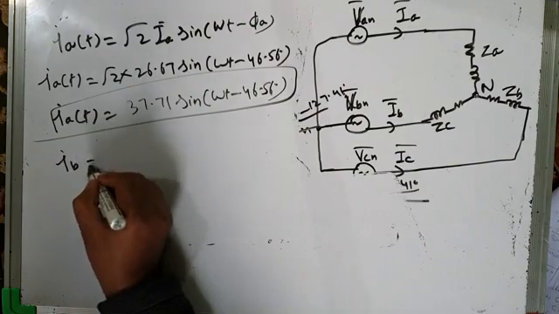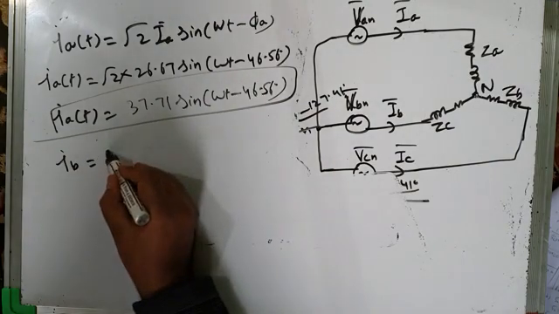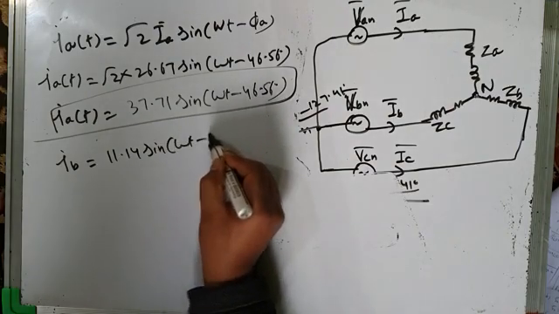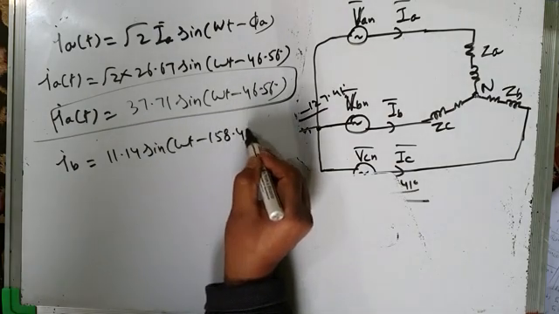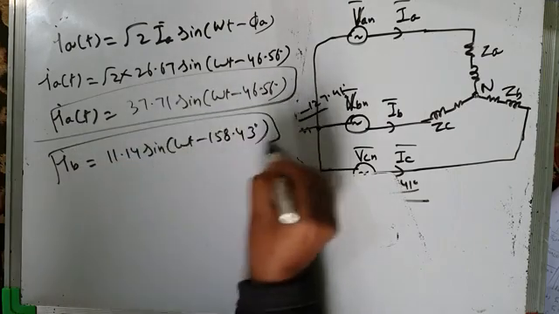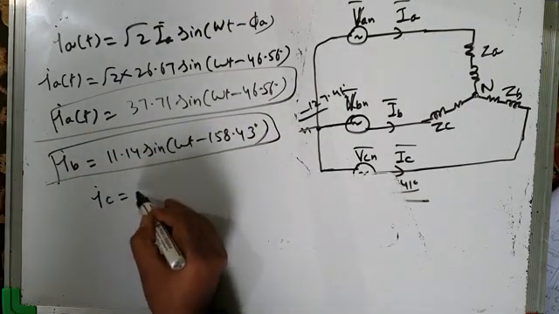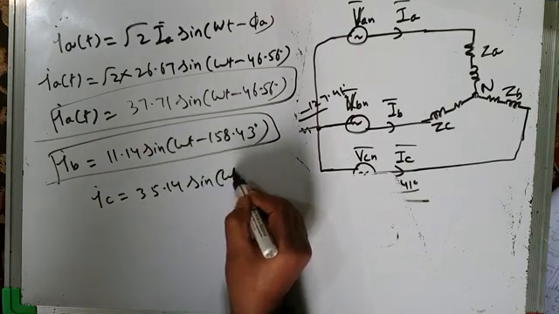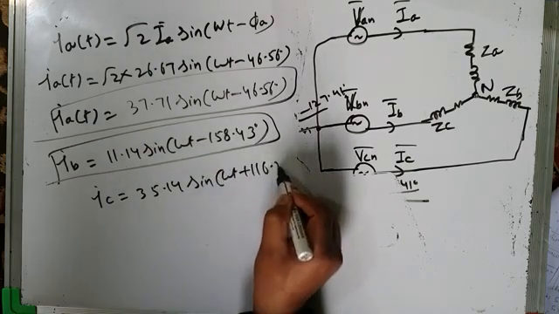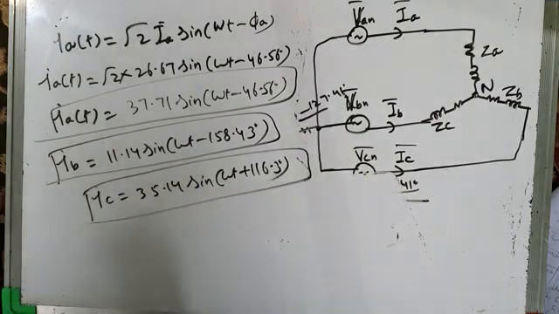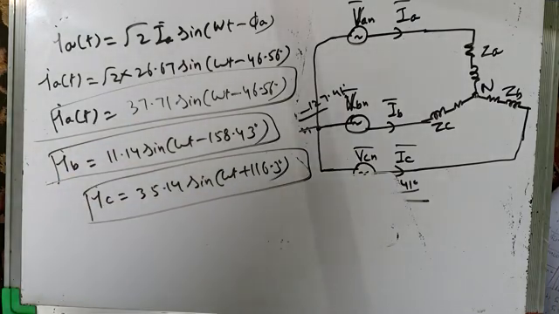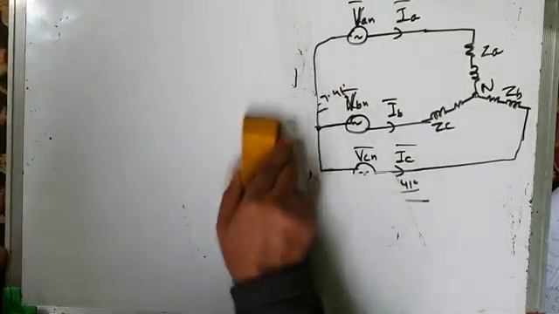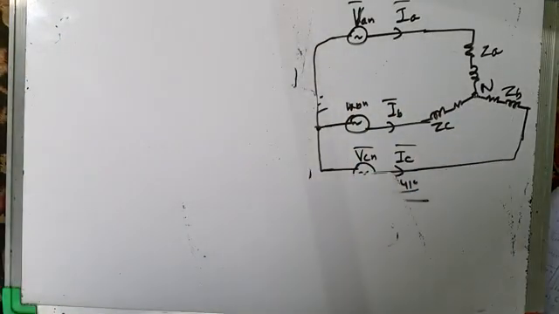Similarly, you can find IB. I have computed it: it is 11.14 sine of omega t minus 158.43 degrees. And similarly, you can find IC. IC is 35.14 sine of omega t plus 116.3 degrees. So these are the expressions for instantaneous currents. That is about part A. This is what we are asked to calculate in part A.